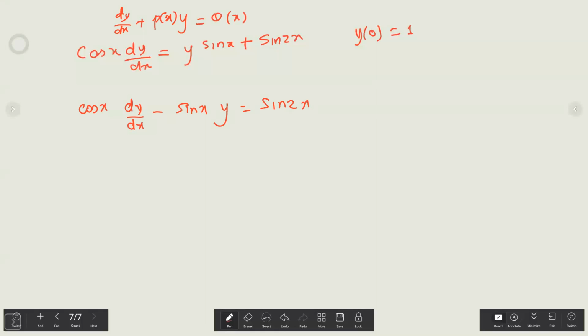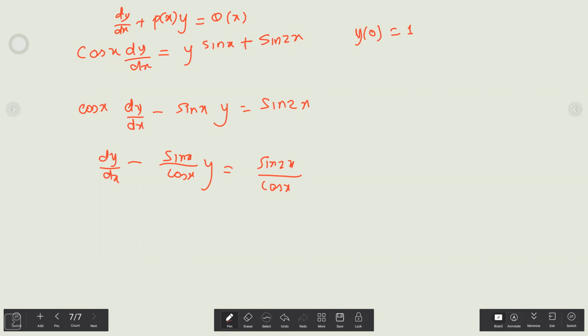So what we get here is, if we divide by cos x, we get dy by dx minus sin x over cos x times y equals sine 2x upon cos x. So this is basically your structure, now more explicit to the method that we have got. So at least we are clear that now you've got dy by dx plus a function of x times y equals a function of x.